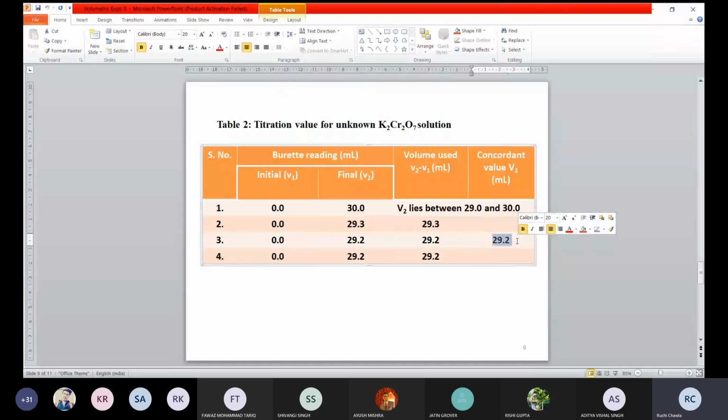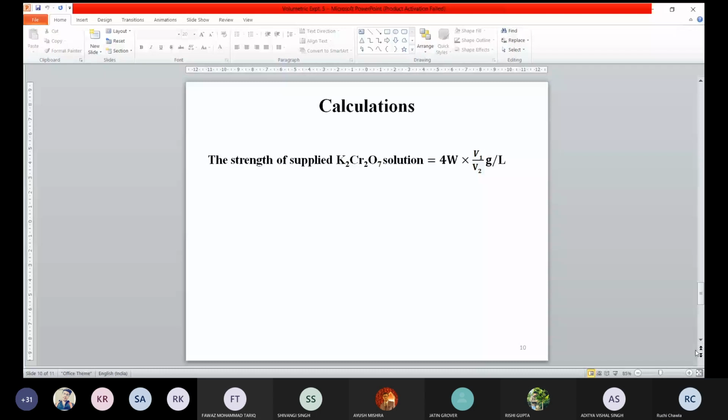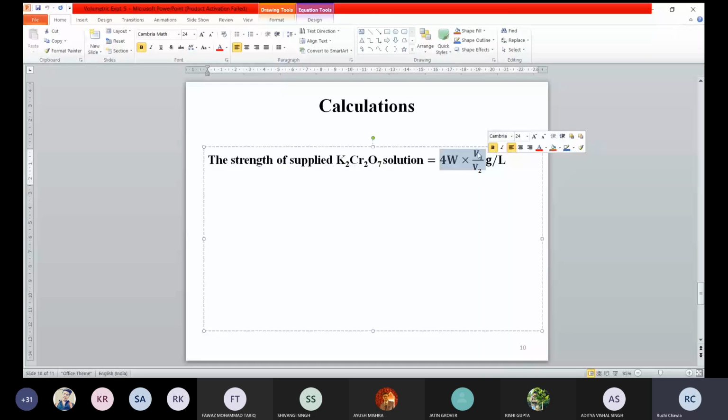Coming to the calculation part, see the final formula I am showing you, 4W, where W is the mass of potassium dichromate for the known solution that has been weighed by you, and V1 and V2 are the 2 values derived from table 1 and table 2. Derivation, I am expecting you to work out. I will not do it for you.